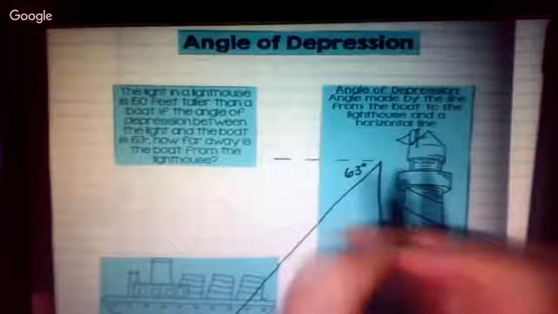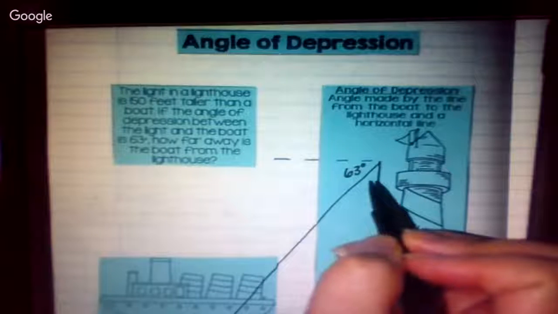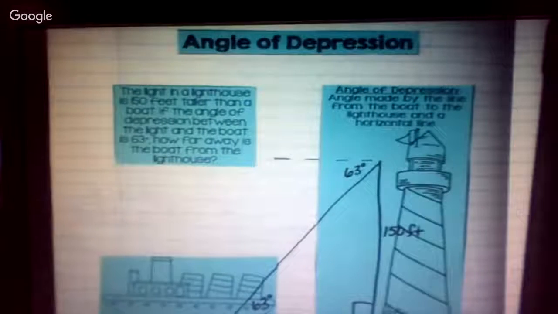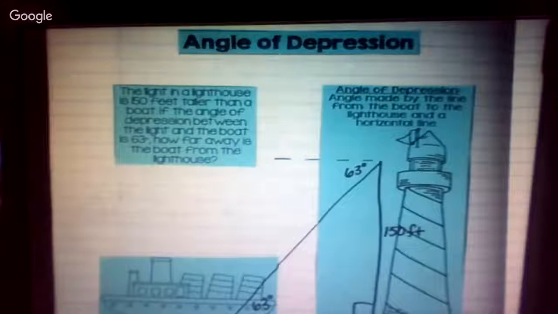So if my angle of depression is 63 degrees, that also means my angle of elevation is 63 degrees. Always. That's something to keep in mind. If you don't like to work with angles of depression, you can change it and make it your angle of elevation. It's the same thing. We're just going to stick with that way. Let's not confuse you.